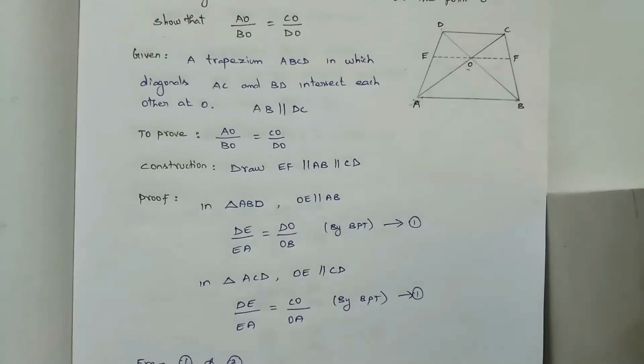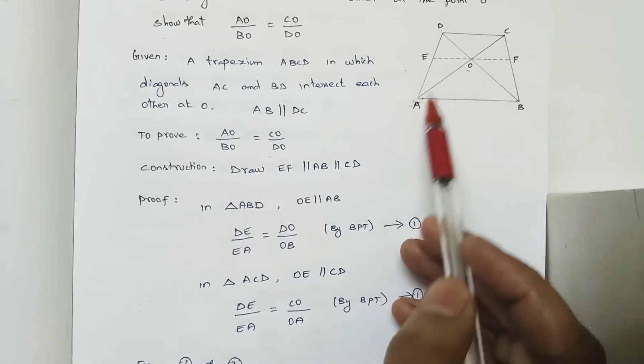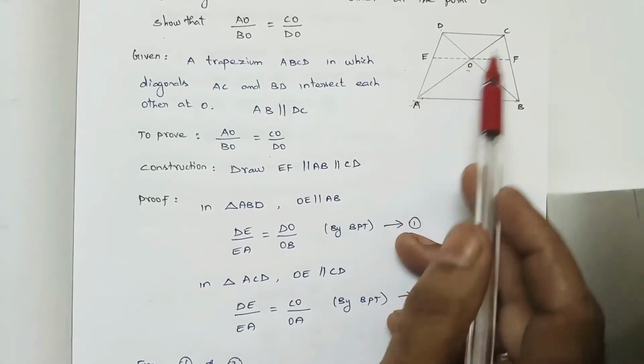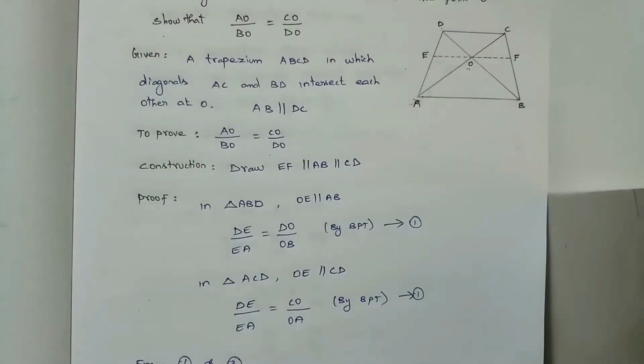But now what do we want to prove? We want to prove that AO by OC is equal to BO by OD. So I need a common line for both the triangles, right? We have to choose 2 triangles, and for the 2 triangles, we need a common side. So which side are we going to take?